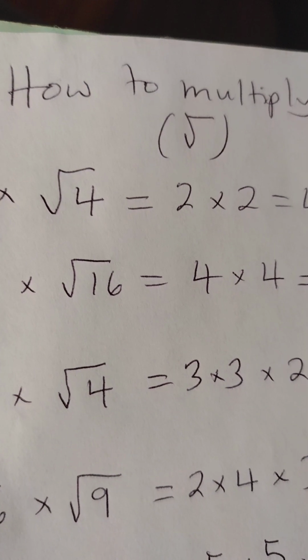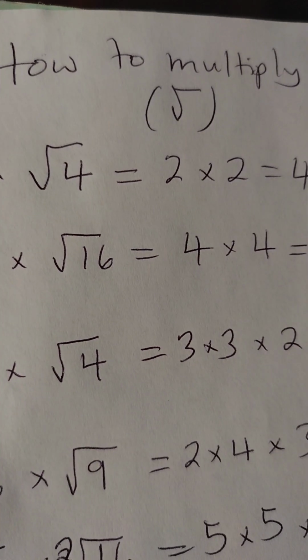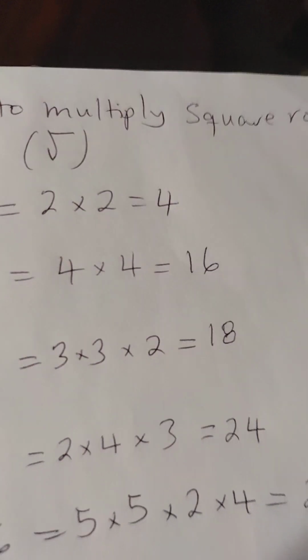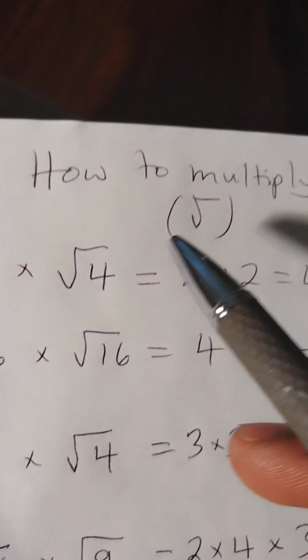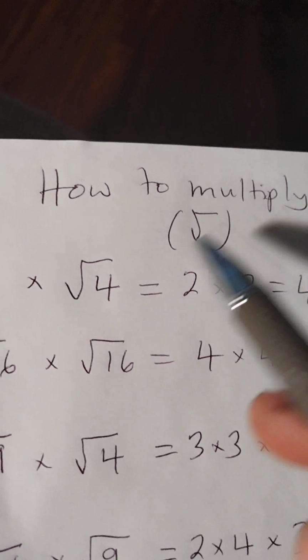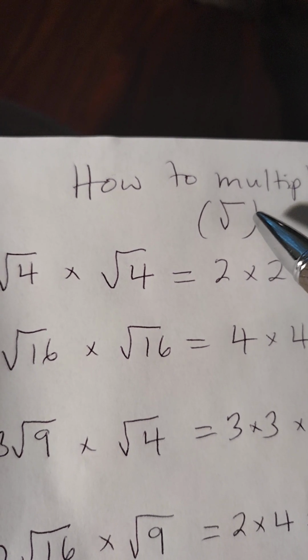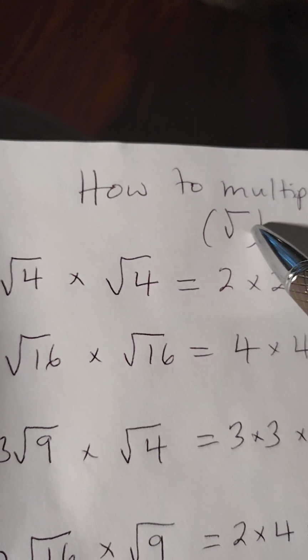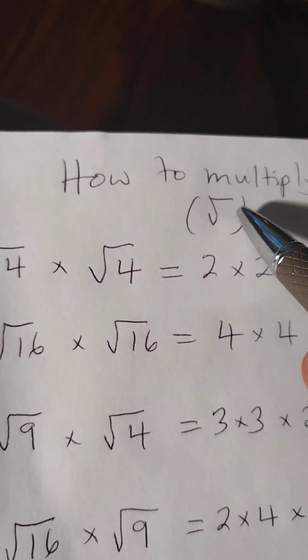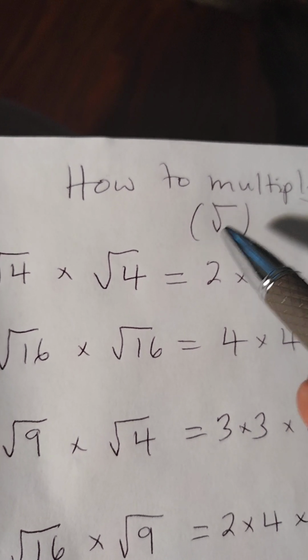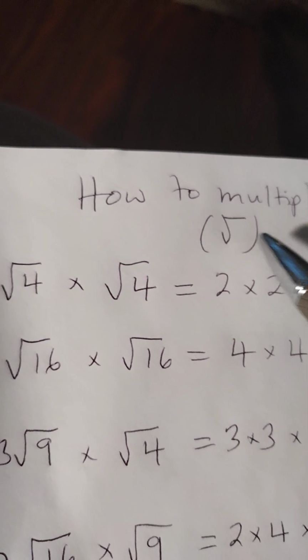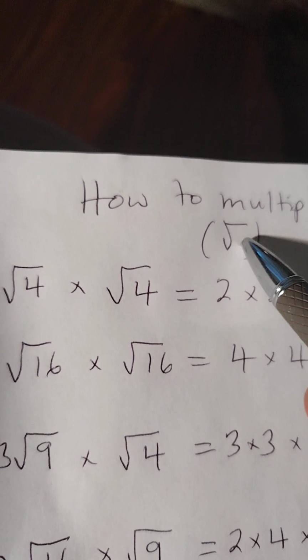Good morning, everyone. Today, we are going to learn how to multiply a square root. The square root is written as this symbol right here, and there is always a number inside this symbol. When we say the square root, we mean the number that, multiplied by itself, will give you the number inside the square root.